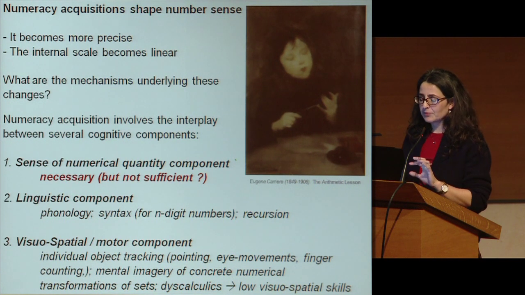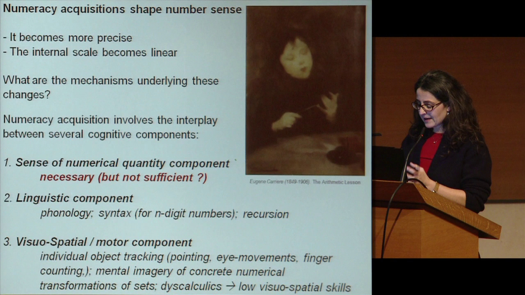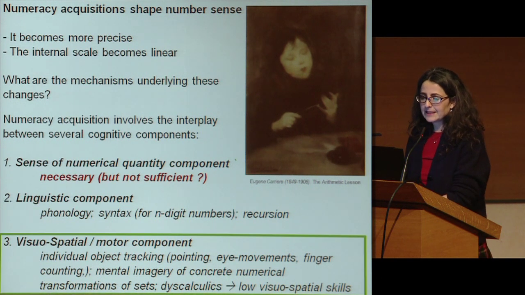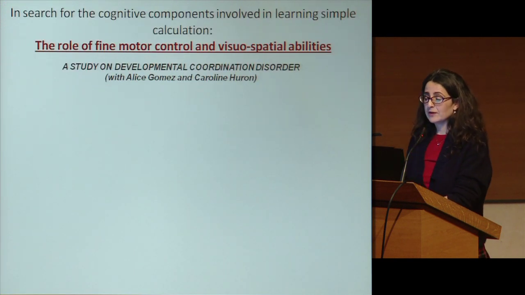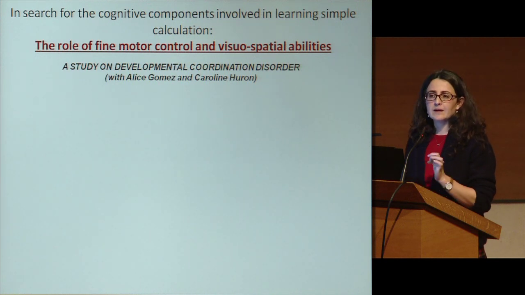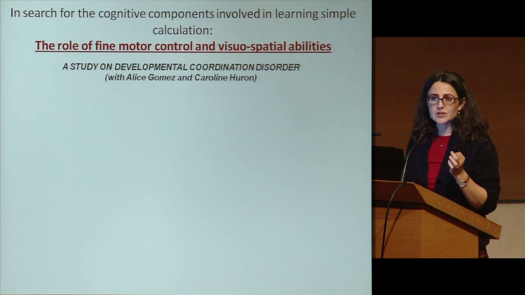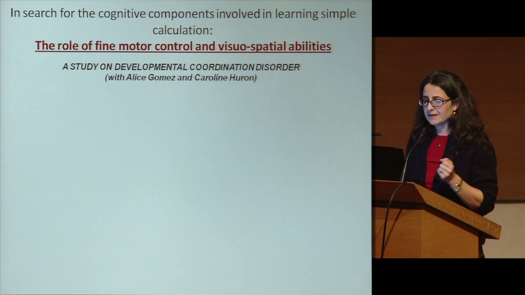Now, I want to attack the problem by taking it from the other side. In collaboration with Caroline Huon, who is a specialist of dyspraxia in our lab, and Alice Gomez, who's doing a postdoc on this topic, we asked what is the role of fine motor control and visuospatial ability in the acquisition of calculation and symbolic numerical abilities.